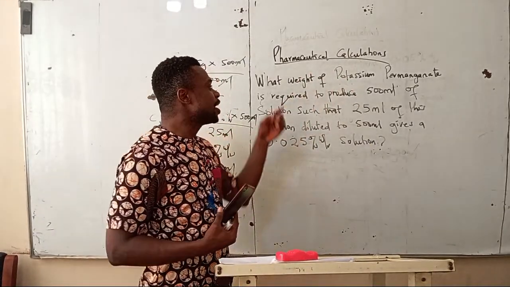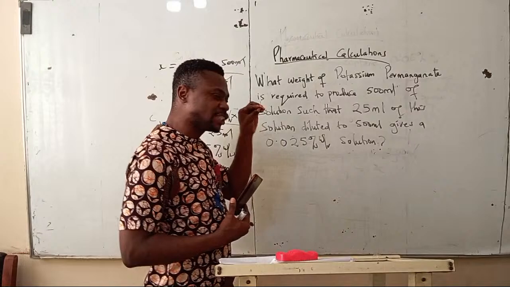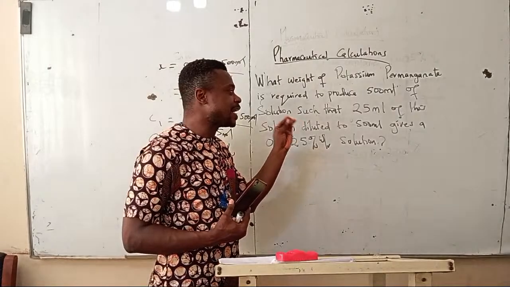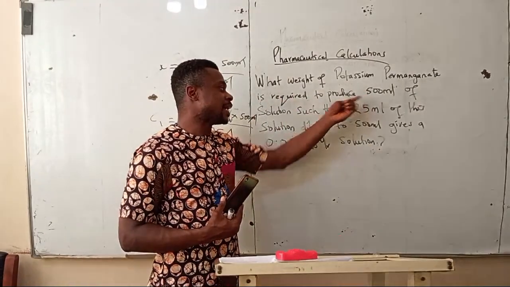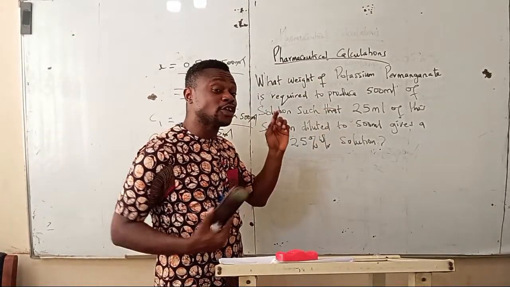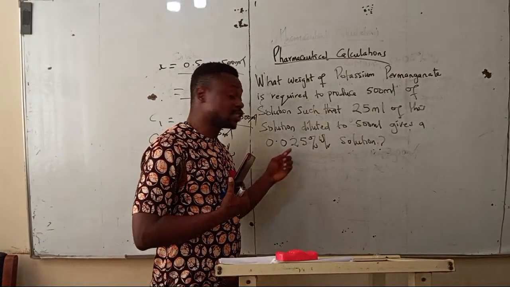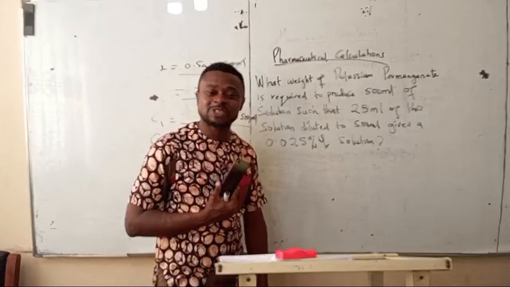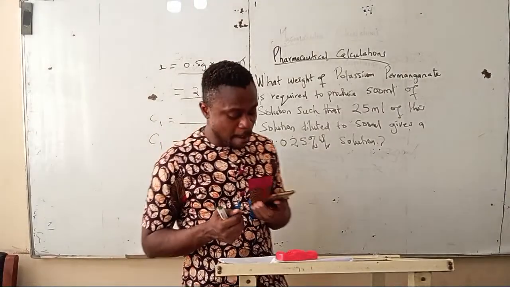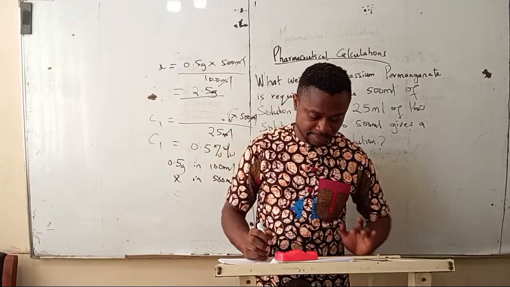What it means is that if you weigh 2.5 gram of potassium permanganate, dissolve it in a small amount of water and make it up to 500 ml with water, then from there, if you take 25 ml and also make it up with water to 500 ml, it will produce a solution with a concentration of 0.025% weight in volume. So the answer is 2.5 gram of potassium permanganate.